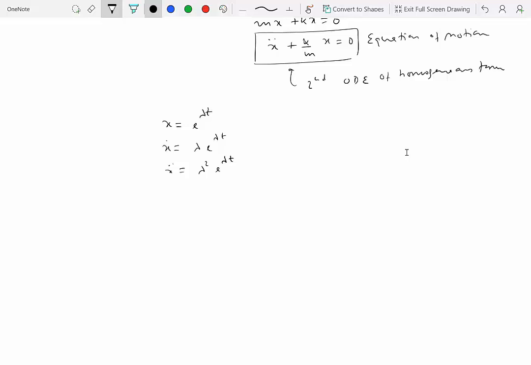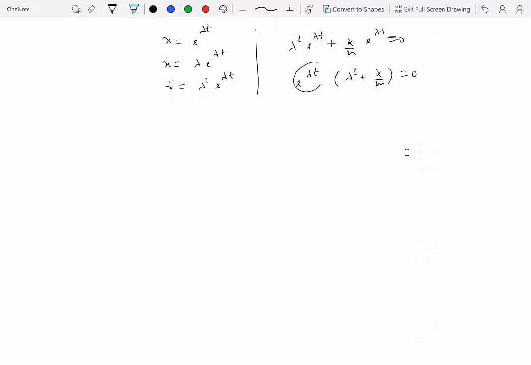So let's substitute for these in the equation of motion, and we get lambda square e to the power lambda t plus k over m e to the power lambda t equal to 0. E to the power lambda t comes out as common, and this is lambda square plus k over m equal to 0.